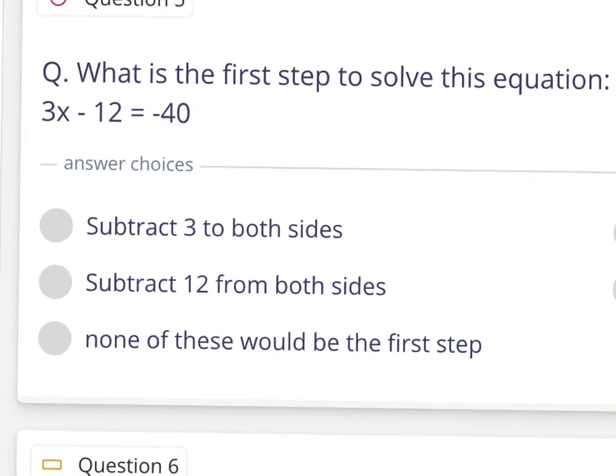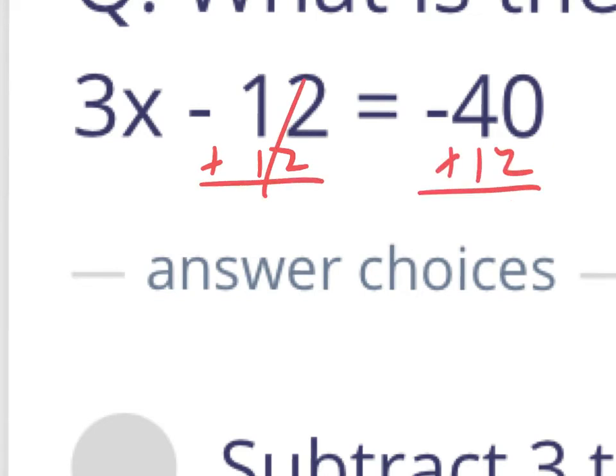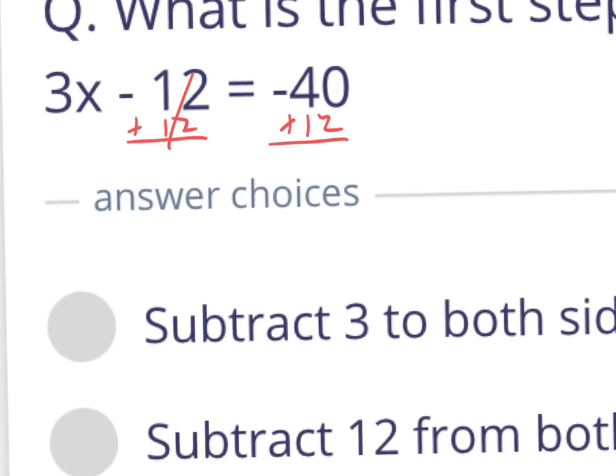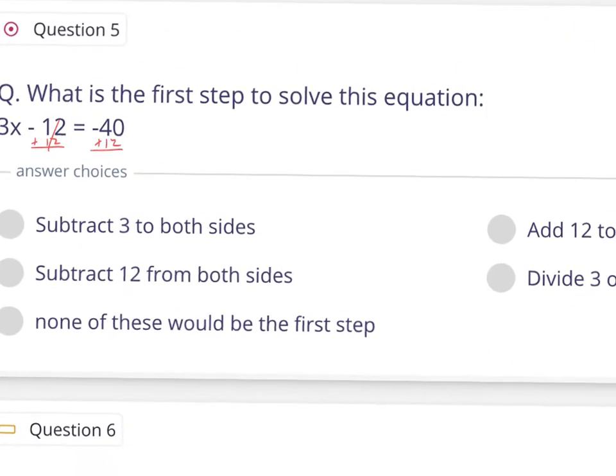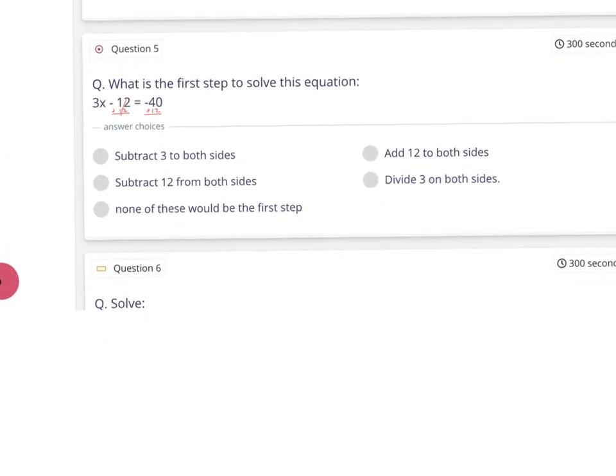What is the first step to solving this equation? So if I tell you, hey, solve, what are you going to do? Well, the first step is to add 12. Add 12. And, I mean, do we need to solve it? No, it's just asking what's the first step? And there's the answer. Add 12 to both sides. Woo, easy. Number 6.